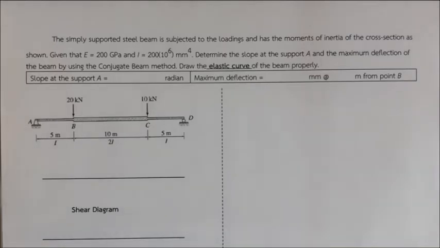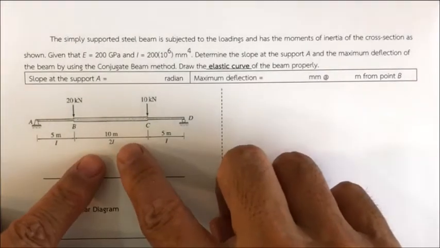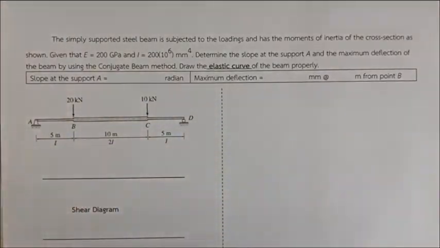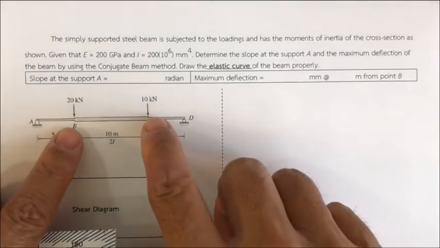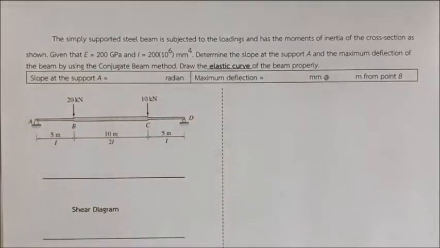Hey students, hello. Today we are going to have a demonstration of the conjugate beam method. The beam that we are considering has a different cross section, which is very similar to the one in the PowerPoint. But in the PowerPoint, the beam is symmetric, and this beam is not, because the load on the left side is 20 kilonewton and the load on the right side is 10 kilonewton.